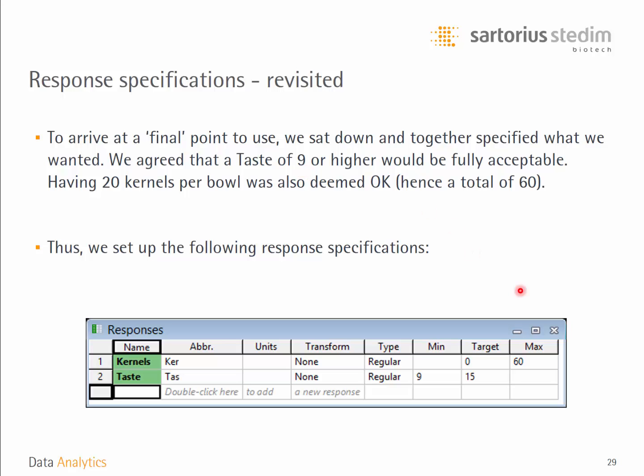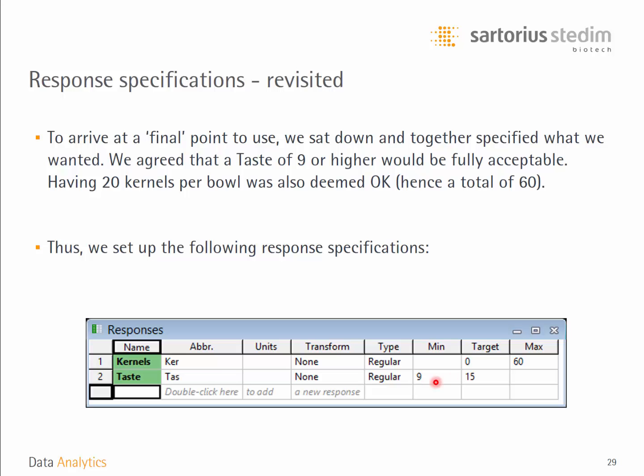So going back to the responses definition, we then set up the following specifications. The number of unpopped kernels would of course be minimized, and the ideal value would be 0. That would be the target value. If the target value is not within reach, we should definitely be below the upper maximum setting of 60. The taste is not going to be minimized, but going to be maximized and driven towards the target setting of 15. If 15 cannot be reached, we should at least be above the minimum level of 9.